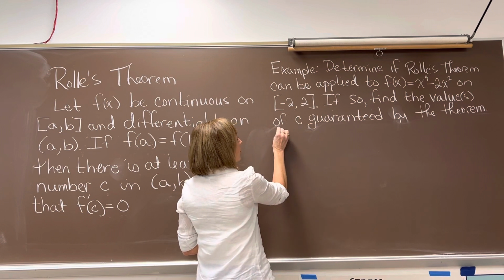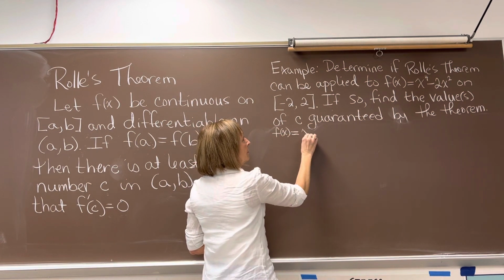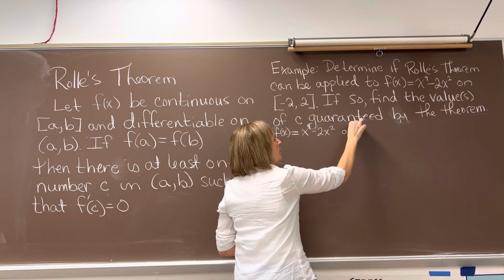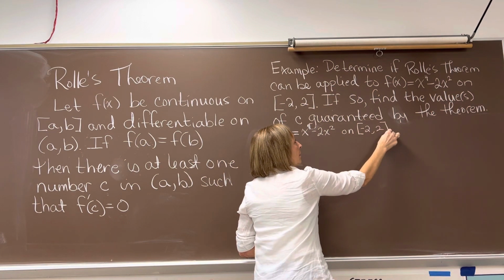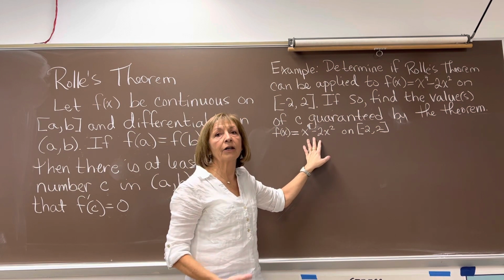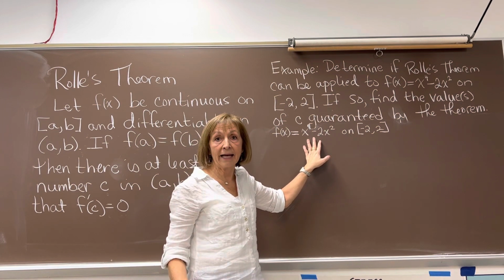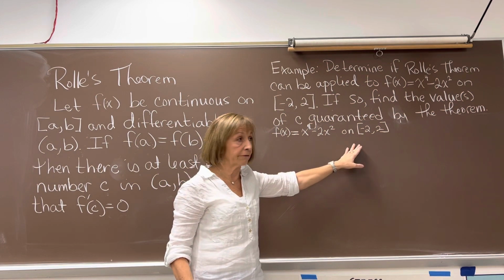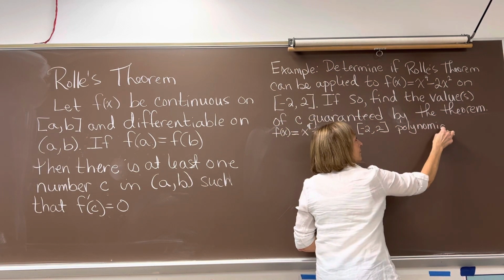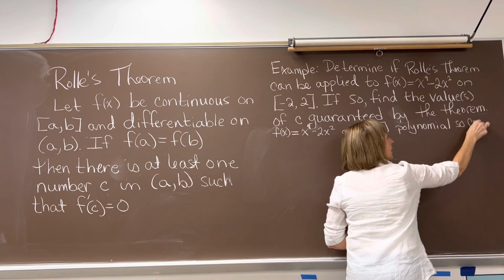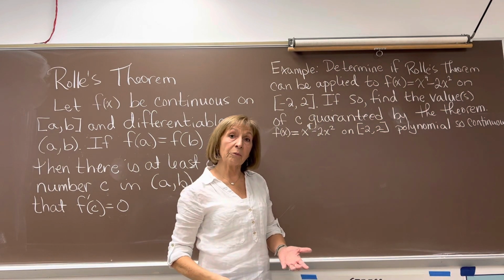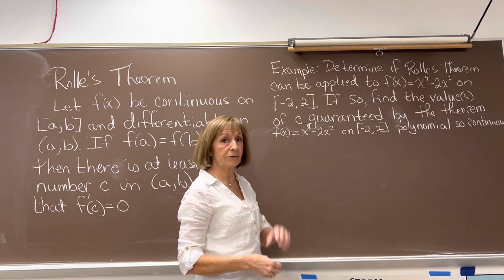So first of all, look at your function f of x. It's equal to x to the fourth minus 2x squared, and it's on this closed interval, -2 to 2. Well, this is a polynomial function, and polynomials are continuous throughout the entire real number line. So certainly it's continuous on this closed interval. Since it's a polynomial, it's continuous throughout the real number line, so definitely on the closed interval.